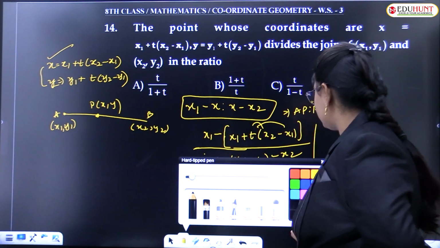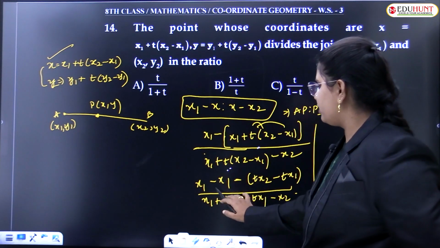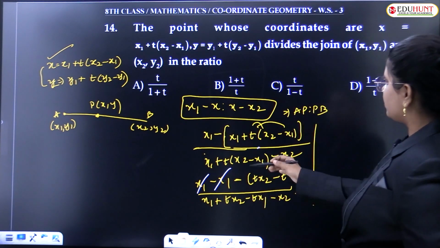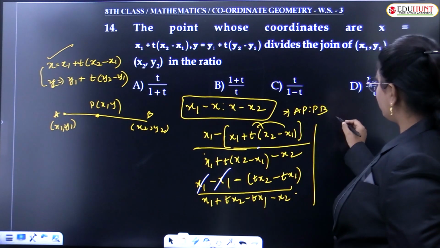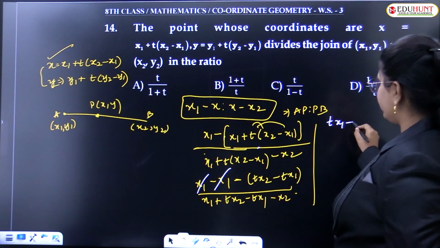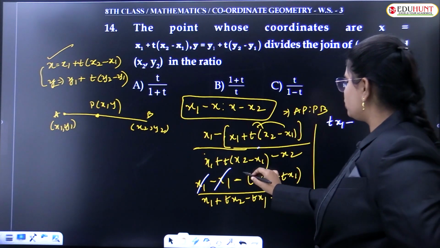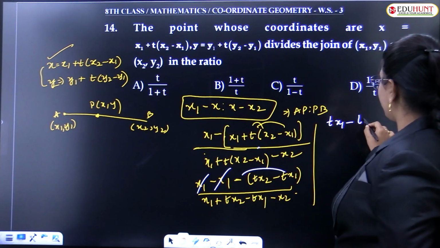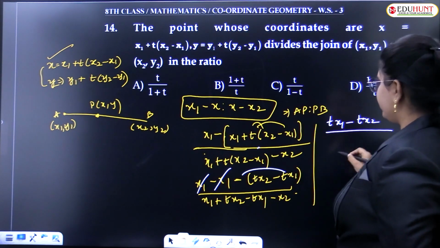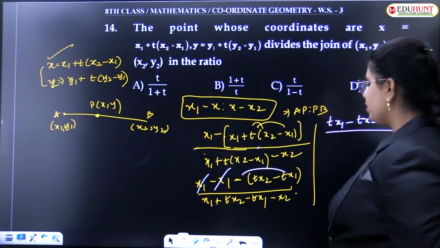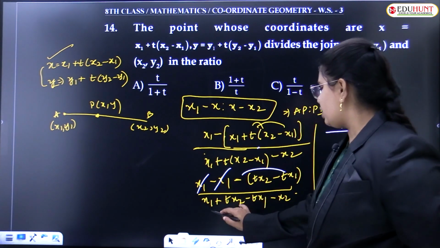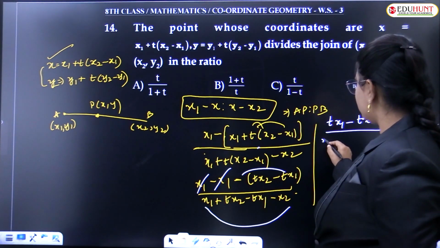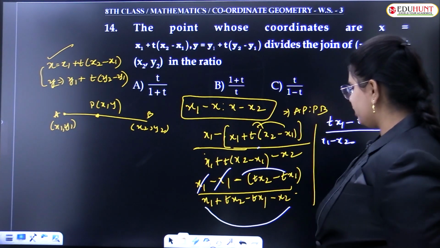Plus x1 minus x1 will be cancelled, right? These both will become cancelled. So multiply with minus. So what am I going to get? tx1 minus, the minus into minus is plus. So tx1 minus tx2 divided by, what am I going to get here? See, I will rearrange these both together, x1 minus x2, I will rearrange like that.